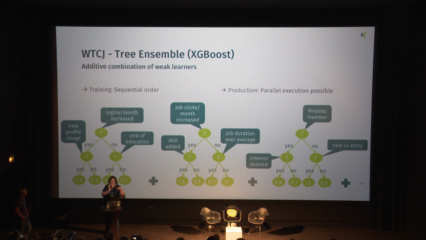And then we say, okay, we have that tree now, and now we learn the next tree. And we do not learn them in parallel, but really in a sequential order, so that each tree can take into account what the first tree already learned and can focus on the errors that were made. And then in production, you can run them all in parallel and just add all the values that you have in the nodes.